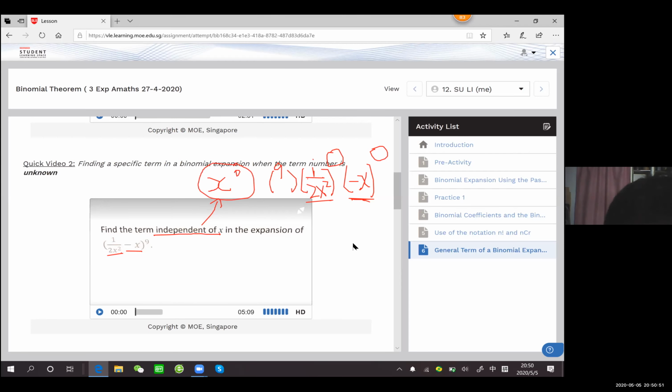Then you test. How do you test? Let me test with a 3. So if I put a 3 here, I get 6 here, right? Wow, I'm so lucky. Just one trial, I can get the answer already. So this is the answer. 9 choose 6. And then I simplify this, so below I get 8x to the power of 6. Then here I got minus x to the power of 6.